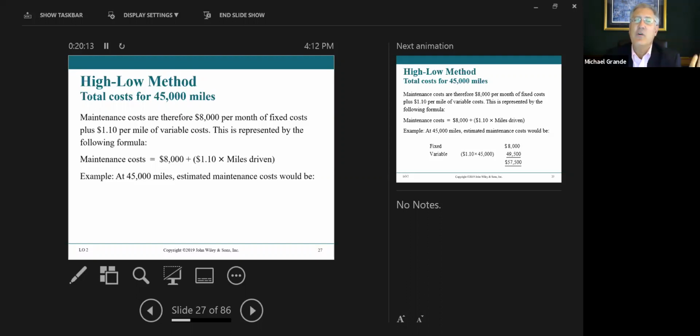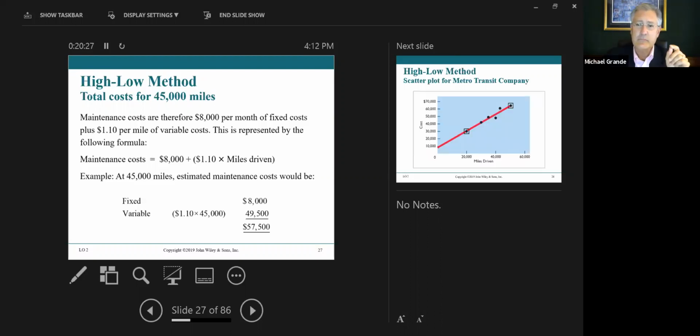So if we estimated that in a month we're going to have 45,000 miles, what do we think maintenance costs would be? It's going to be the fixed cost plus the variable cost equals total cost. Fixed cost of $8,000 plus the variable piece, $1.10 per mile times 45,000 miles. Total cost, $57,500.